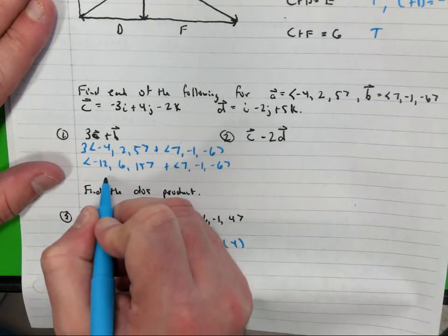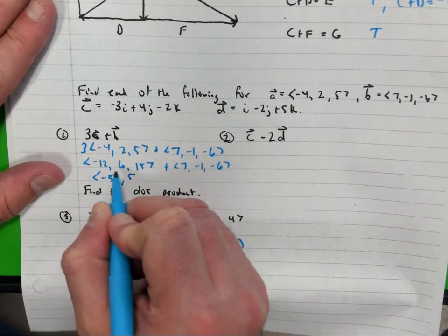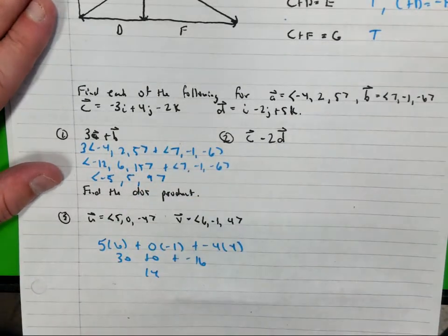Negative 12 and 7 is negative 5. 6 and 1 is 6 and negative 1 is 5. 15 and 6 is 9.